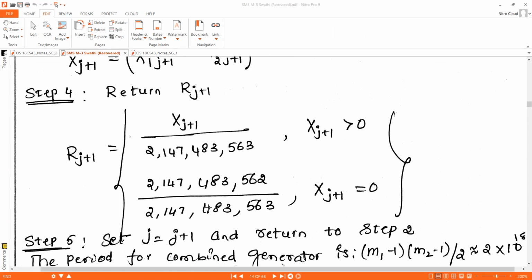The m1 minus 1 value is 2,147,483,562 divided by m1, that is 2,147,483,563. That is when x j plus 1 value is equal to 0. If x j plus 1 value is equal to 0, we need to find the r j plus 1 value like this. If x j plus 1 value is greater than 0, we need to find the r j plus 1 value by using x i by m1.